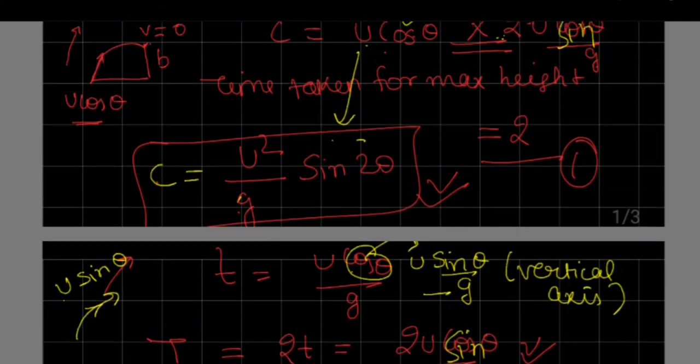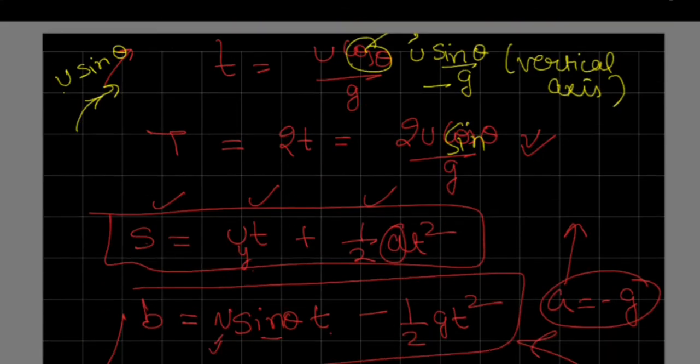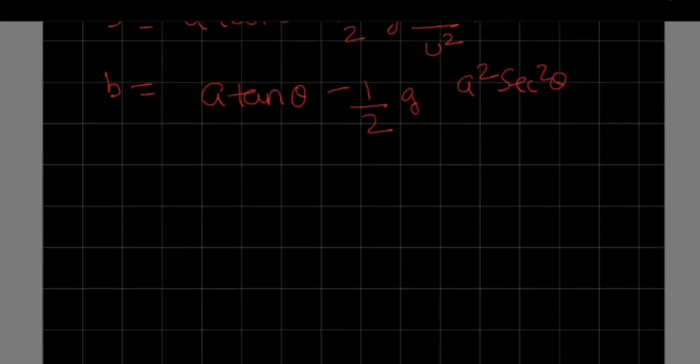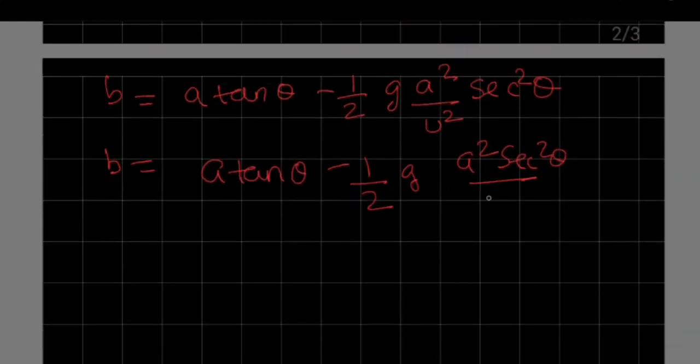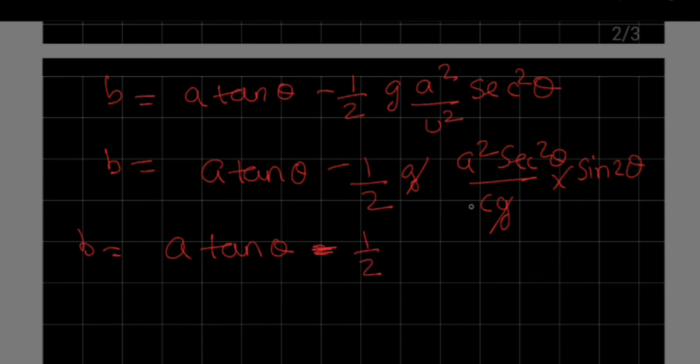The value of u square, sorry that I have to go up and down all the time, but I'm hoping you are listening. And u square is cg by sine 2 theta, right? So sine 2 theta will come up. Now solve this equation and simplify it. You have g cancelling with g, and then this is minus half a square by c.